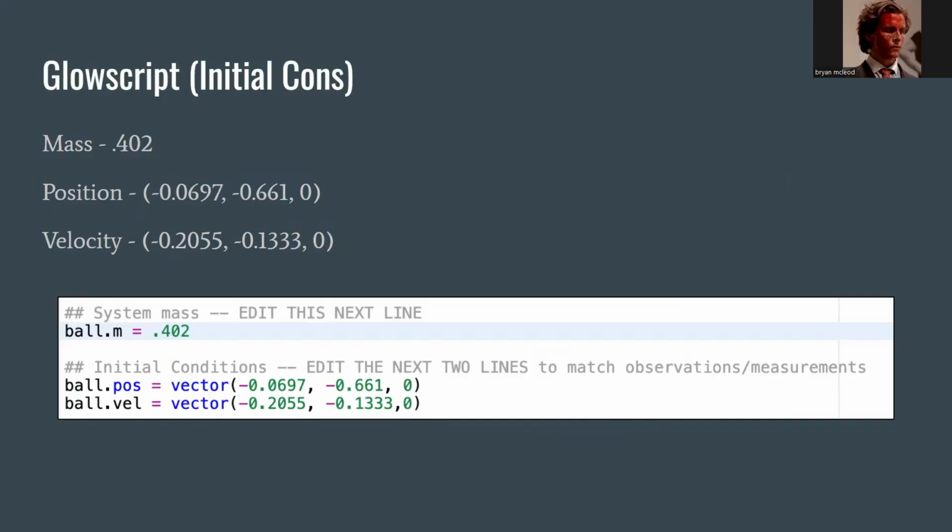GlowScript, our initial bounds: our mass is 0.402, and our initial position is 0.0697. So I did this a little bit differently. I had the origin set above, not right at the mass. So I had it set right above the mass.